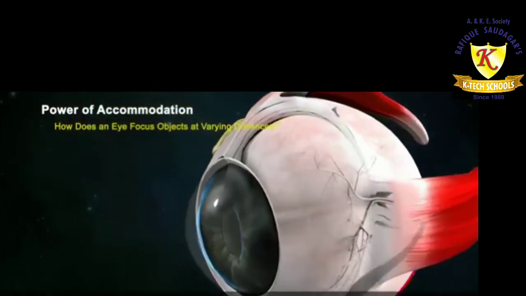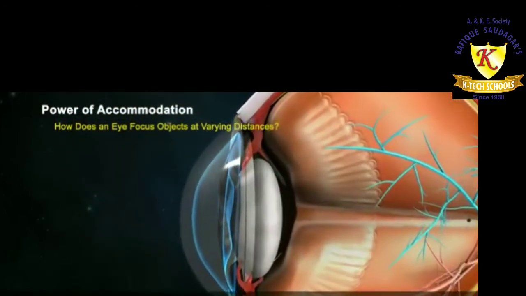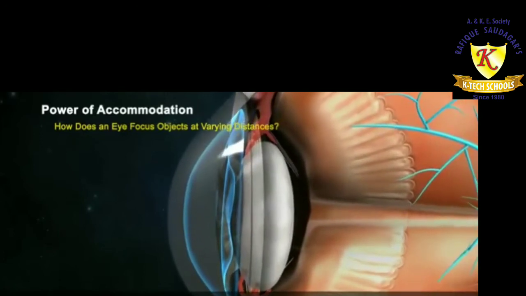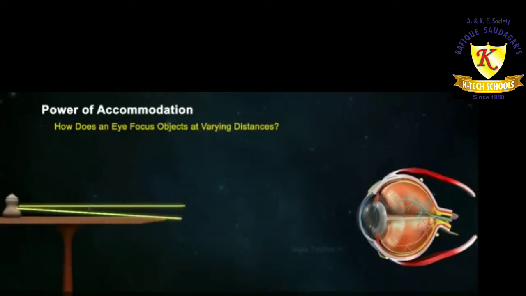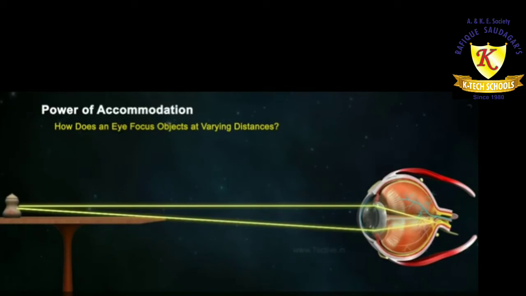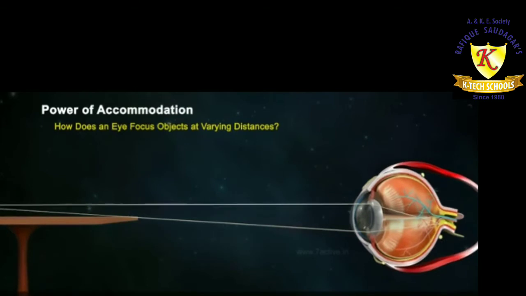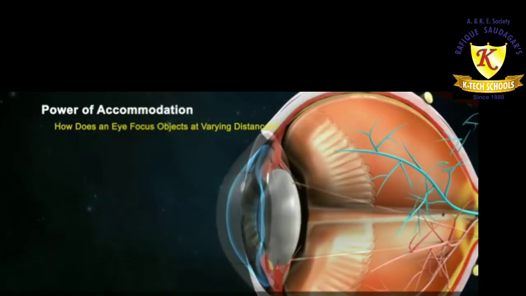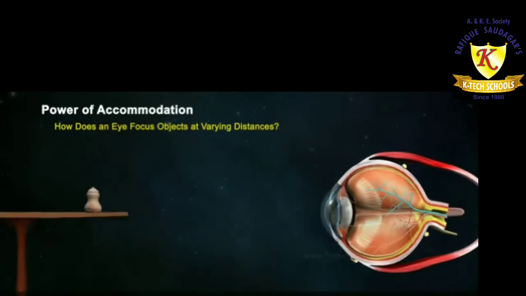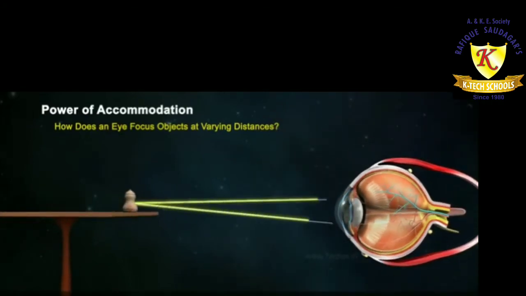When the ciliary muscles are relaxed, the eye lens becomes thin. Thus, its focal length increases and we see the distant objects clearly. When the ciliary muscles are contracted, then the curvature of the eye lens is increased and the eye lens becomes thick. Thus, the focal length decreases and we see the nearby objects.